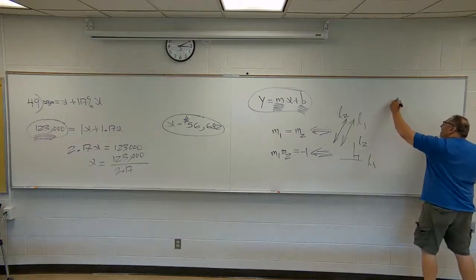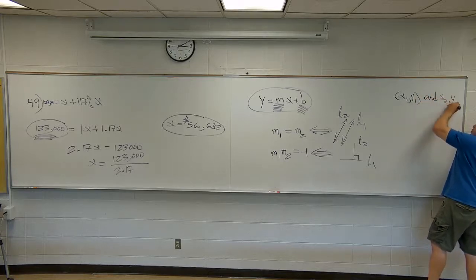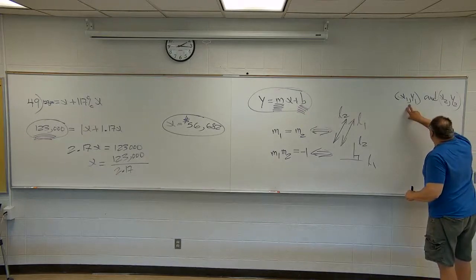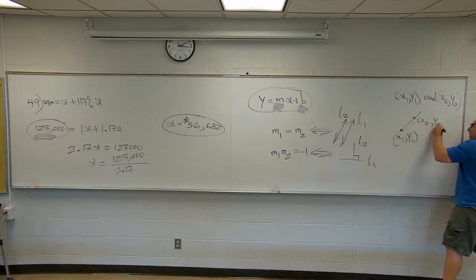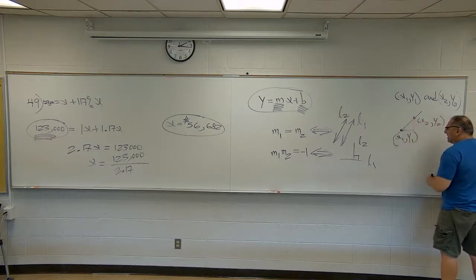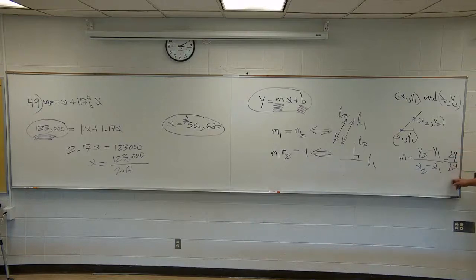How do you find the slope of a line? If you have a point x1, y1 and a point x2, y2, and they lie on the same line, the slope is the rise over the run. The slope will be the change in the y's over the change in the x's. It doesn't matter which one you call x1, y1 and which one you call x2, y2, but once you choose an order, you've got to stay with that order. Delta y over delta x is what the slope is going to be.